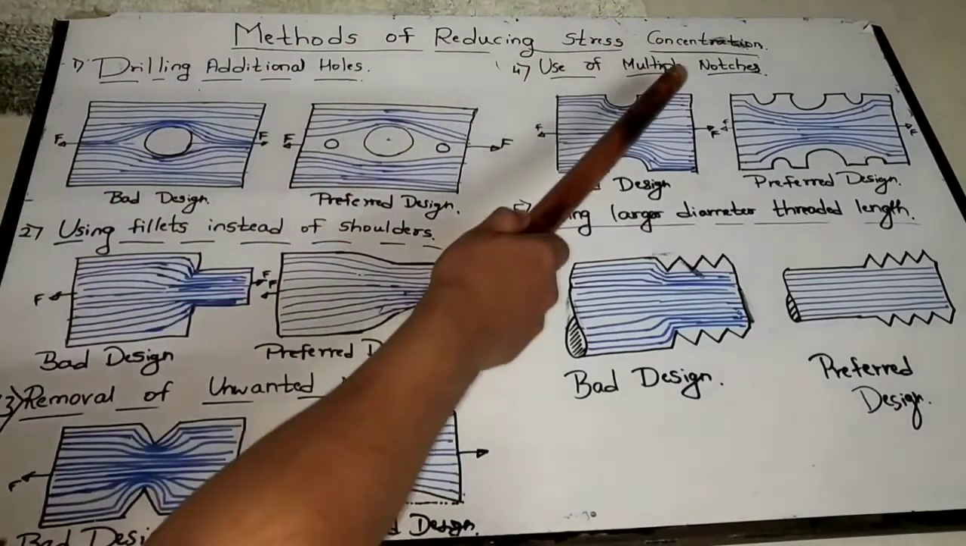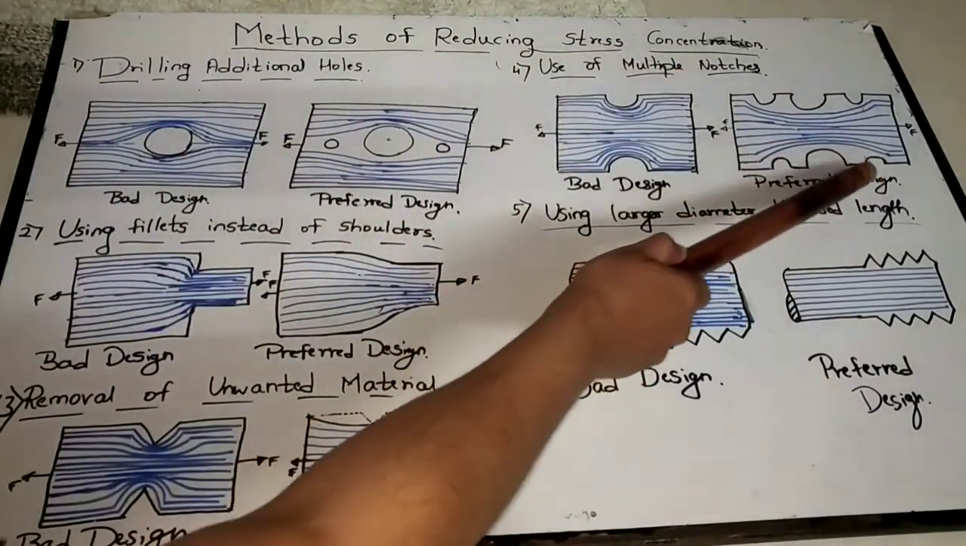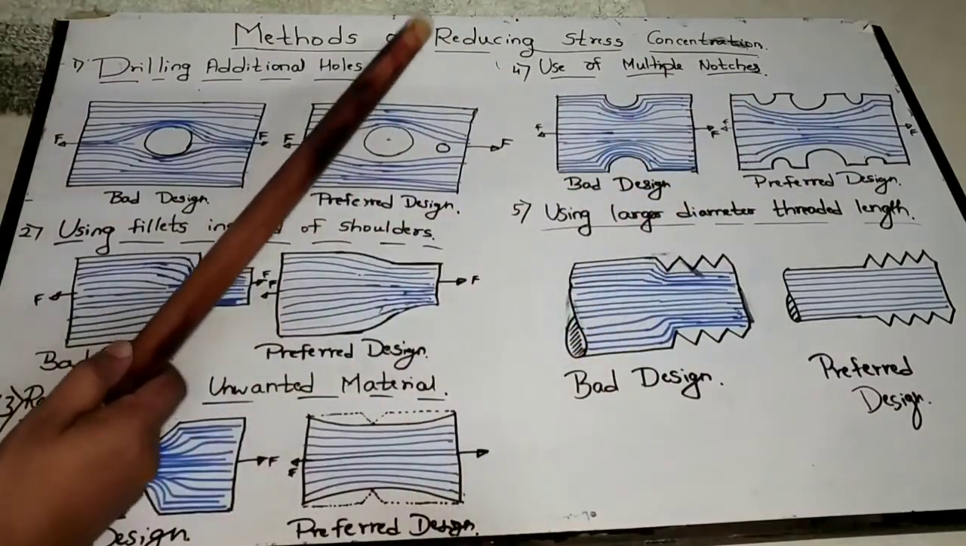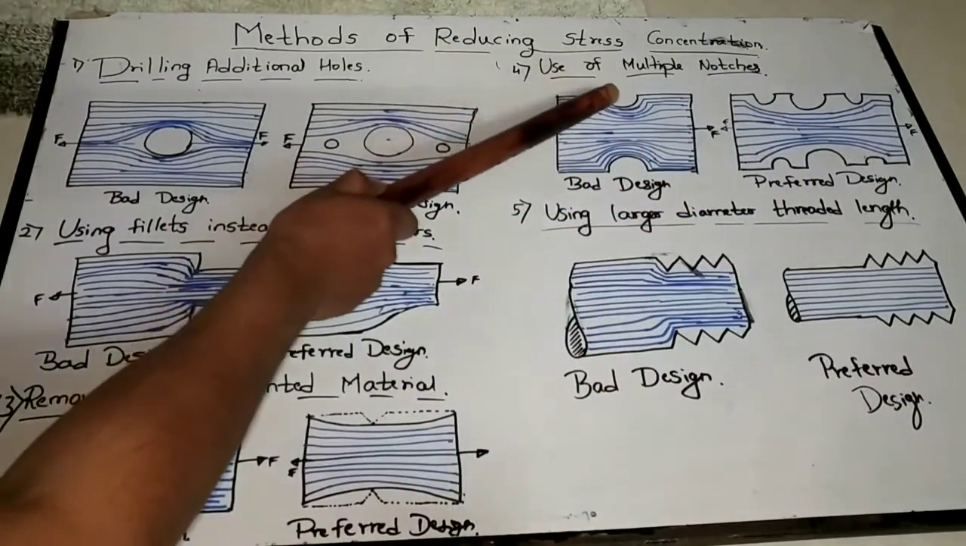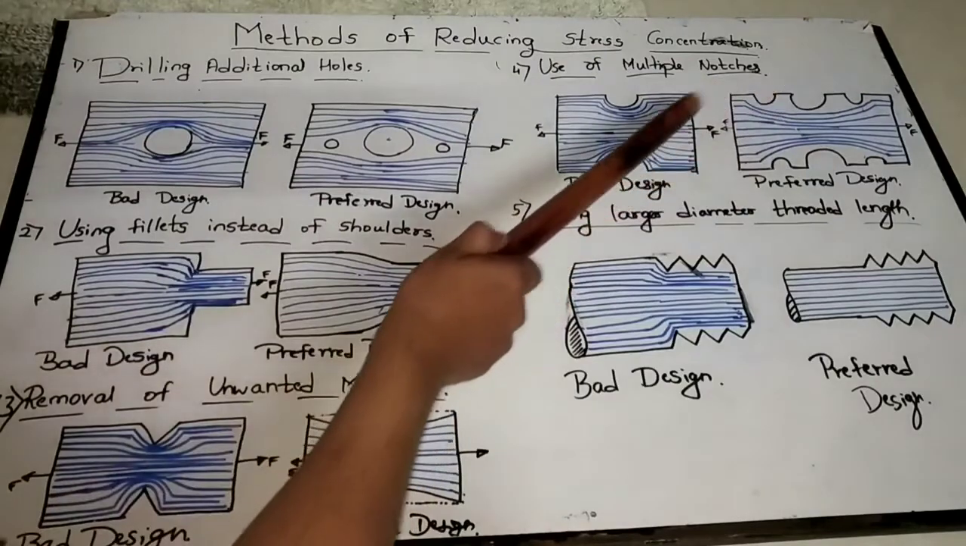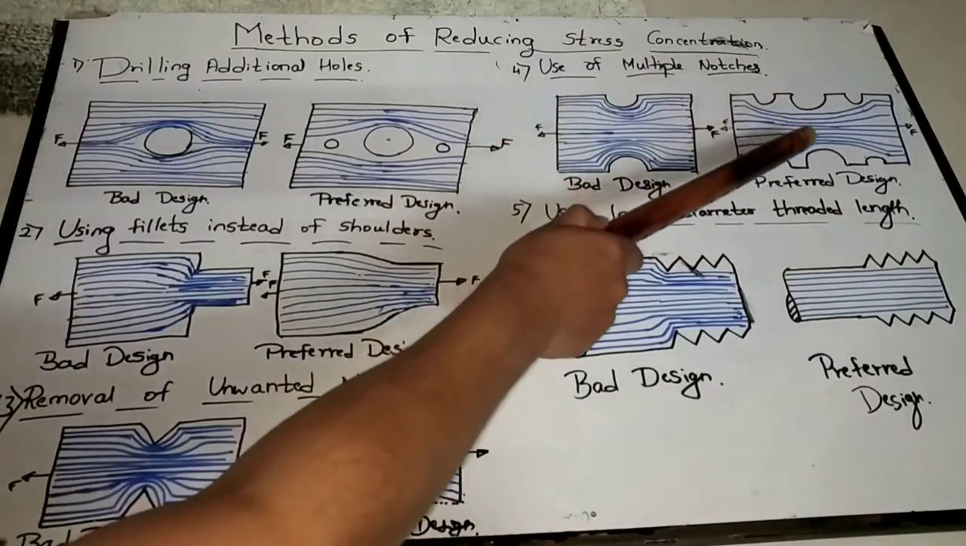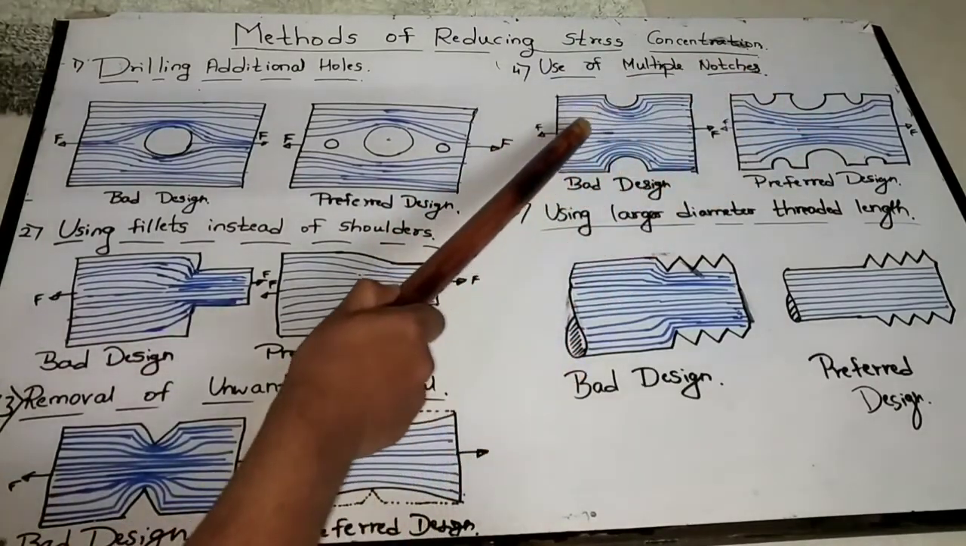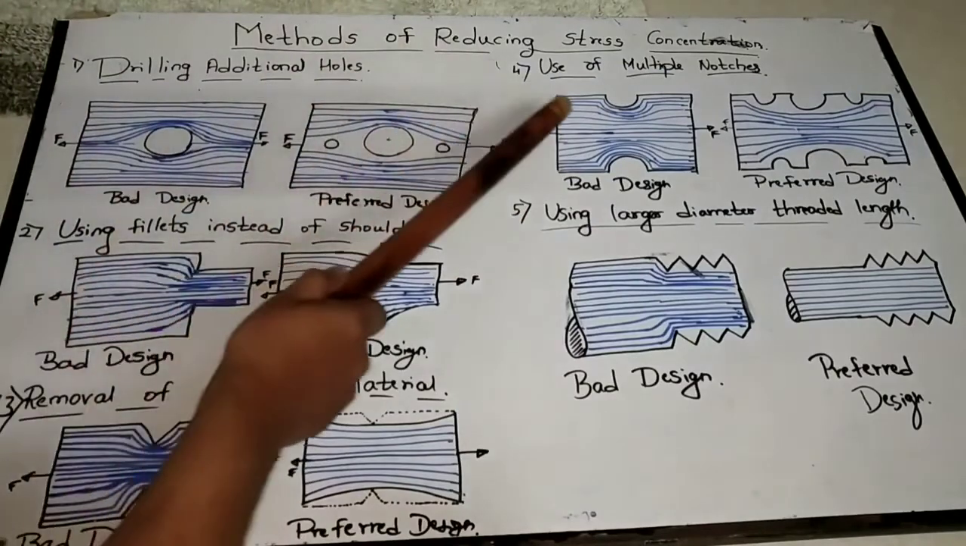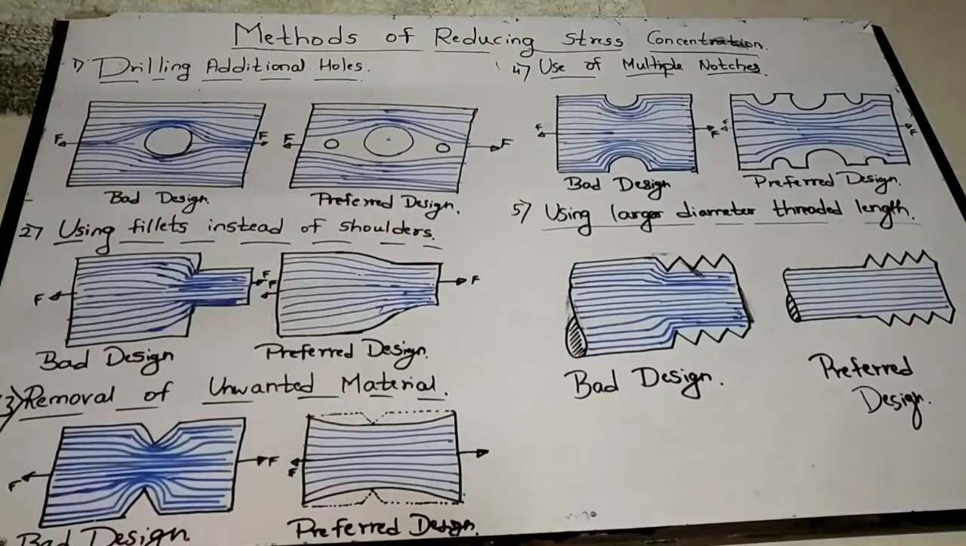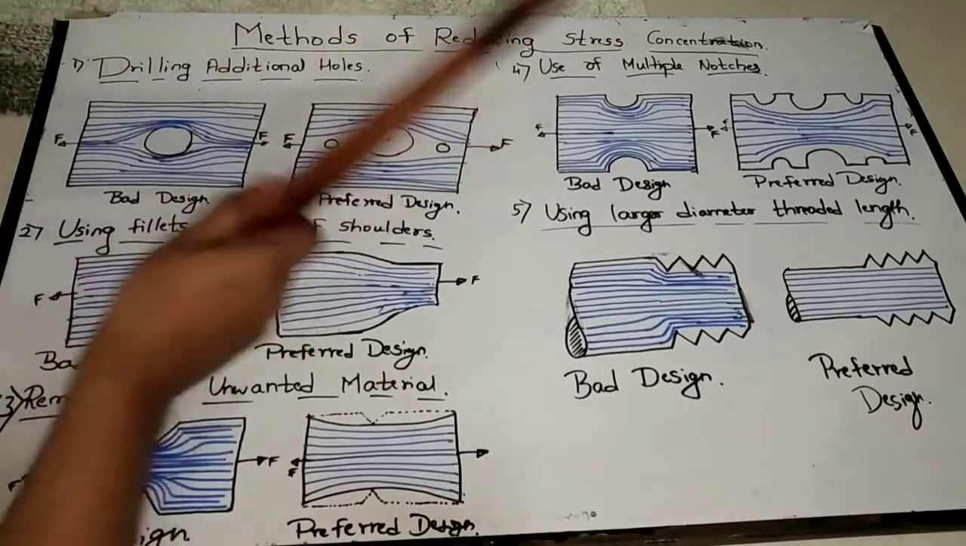So by using multiple notches, additional notches, you can reduce the stress concentration near this notch. You can compare here. This is your preferred design, this is your bad design. We usually don't go for this if you are going for a proper design. Okay, so this is the fourth method, use of multiple notches.